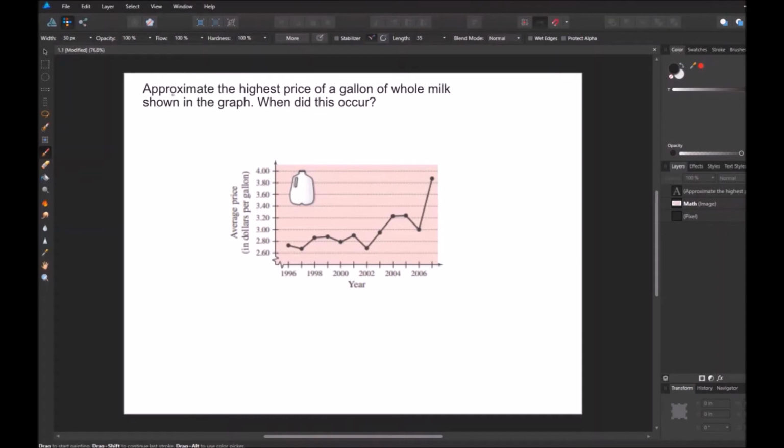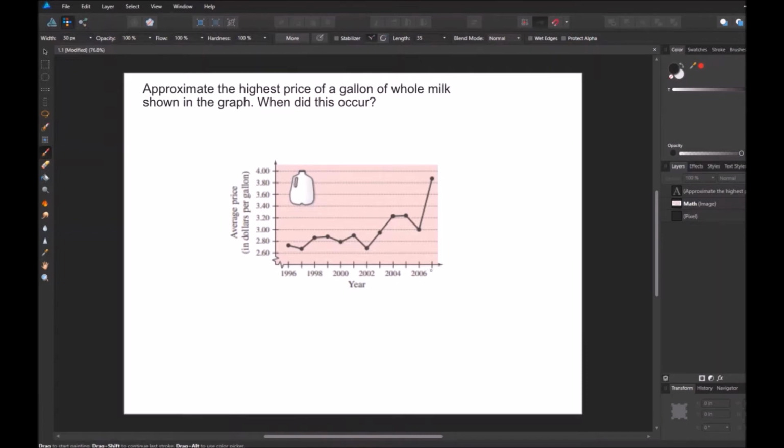Okay, so in this next question, we're asked to approximate the highest price of a gallon of whole milk, as shown in the graph which we're given, and then we're asked to identify the year in which the highest price occurred. So this is just basic stuff, just looking at the graph and identifying where the highest price is in this case.